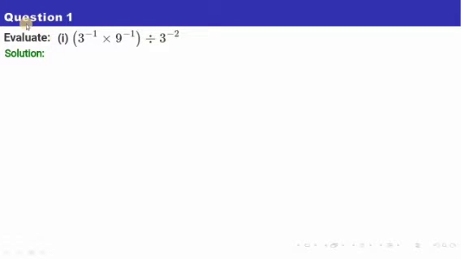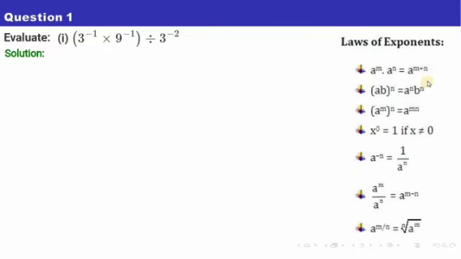So we have the first question, and the question says evaluate this. Before evaluating this, let me first write down the laws. Whenever you are doing this problem, keep whatever you have noted down ready so that it becomes easy for you to solve. If you pay attention here, you have 3 to the power minus 1. Similarly, you have 3 to the power minus 1, and here we have 3 to the power minus 2. Now, we search for a formula where there is a negative number in the power.